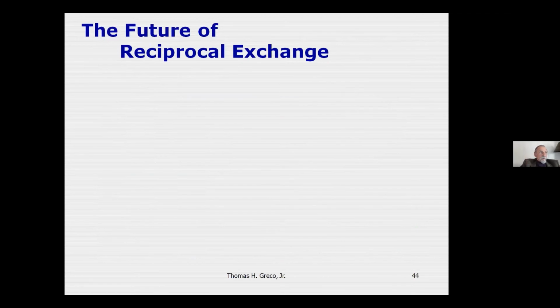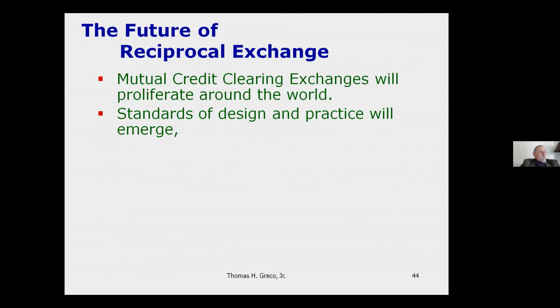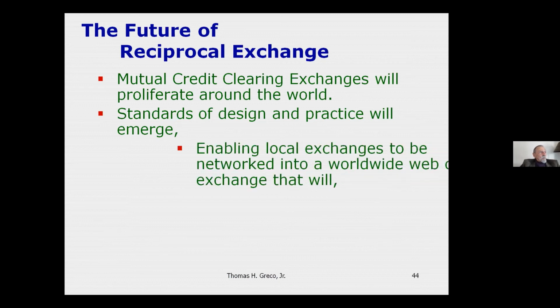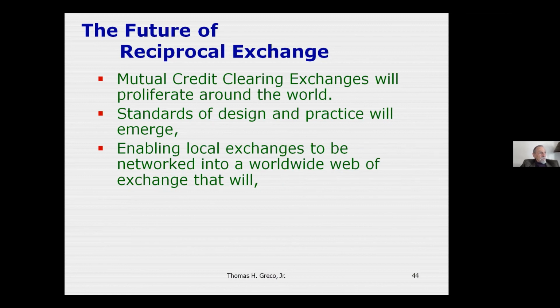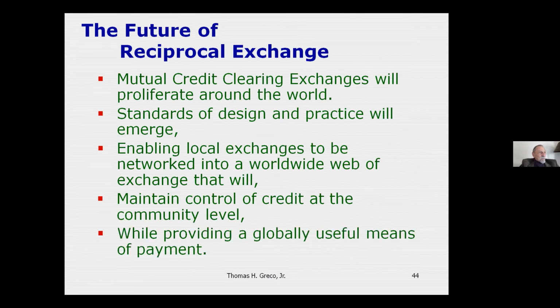So what I see for the future of reciprocal exchange is mutual credit clearing exchanges proliferating around the world. We have currently scores of commercial trade exchanges providing this credit clearing service, and they do billions of dollars worth of trading for their members every year. They will develop standards of design and practice, which will allow these local exchanges to be networked together effectively into a worldwide web of exchange that will maintain control of credit at the community level, but provide a globally useful means of payment.